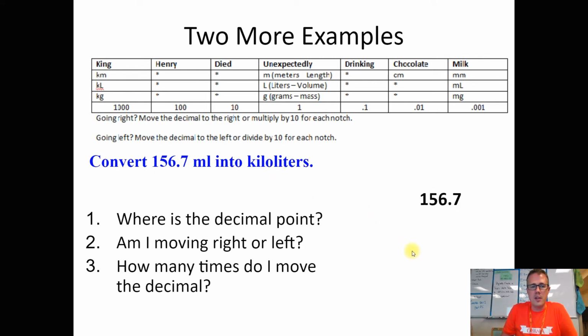Where is the decimal place? Well, there it is, right there. It's just written right in the number this time. We need to decide, are we moving right or left?